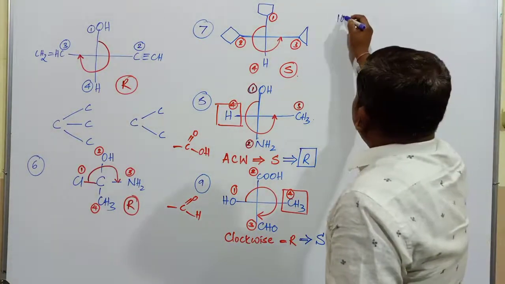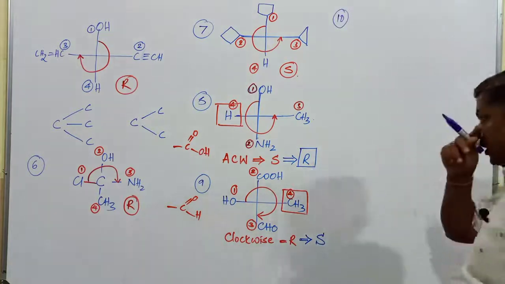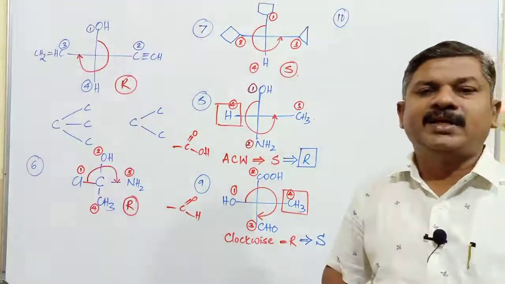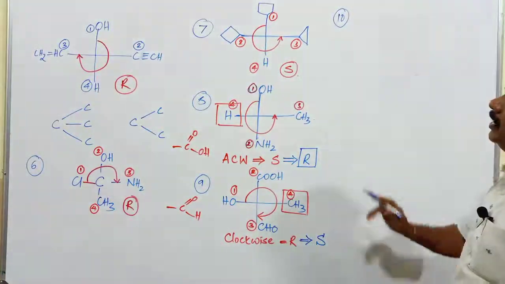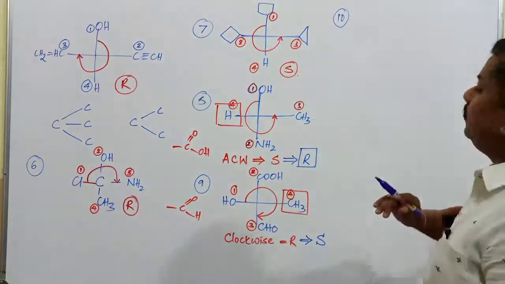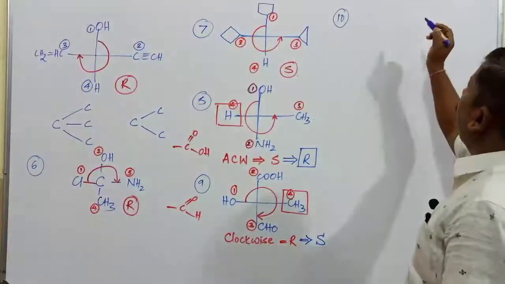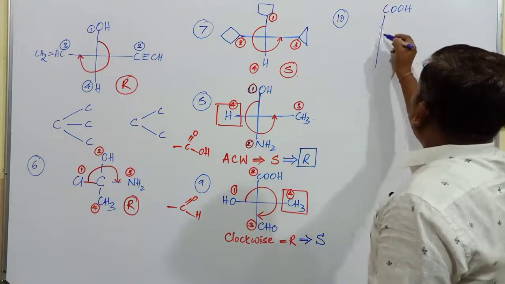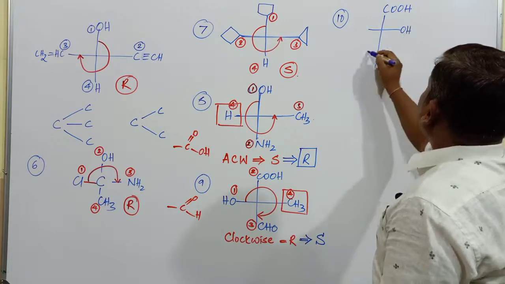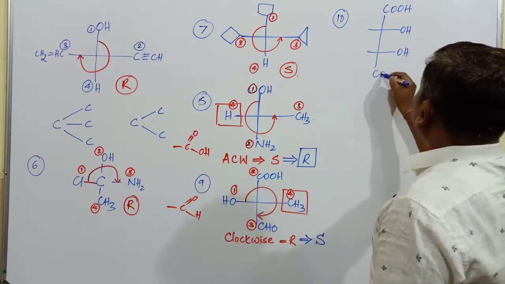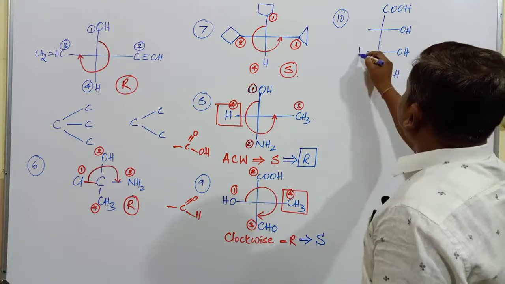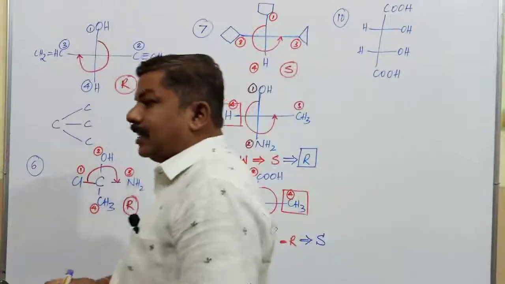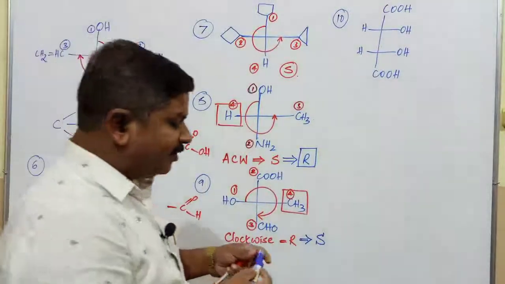Now 10th example, very important example. In the previous examples, we have considered only those molecules containing only one chiral carbon atom. Suppose if you go with two chiral carbon atoms, then what is the configuration assigned to that molecule? This is COOH, this is OH, next one OH, again it is COOH, this is H and this one is H. In examination, they'll ask what is the IUPAC name of this particular molecule.